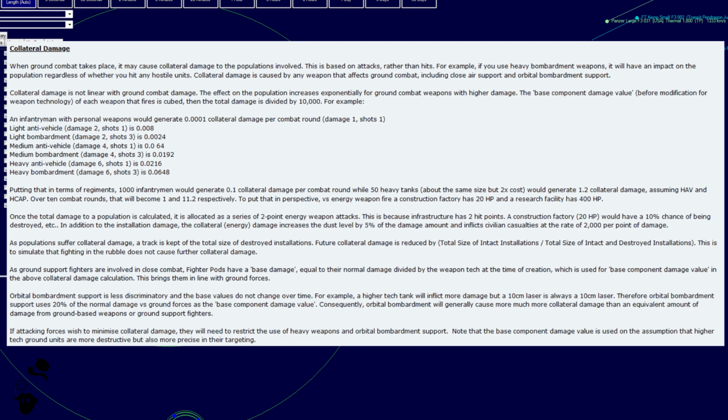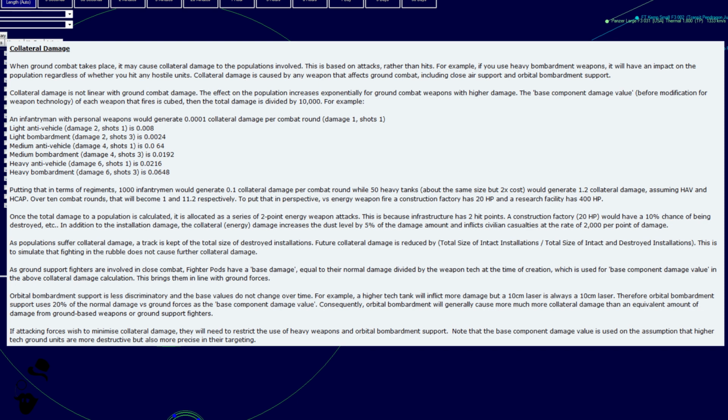As ground support fighters are involved in close combat, fighter pods have a base damage equal to their normal damage divided by the weapon tech at the time of creation, which is used for the base component damage value in the above collateral damage calculation. This brings them in line with ground forces. Orbital bombardment support is less discriminatory, and the base value does not change over time. For example, a higher tech tank will inflict more damage, but a 10cm laser is always a 10cm laser.